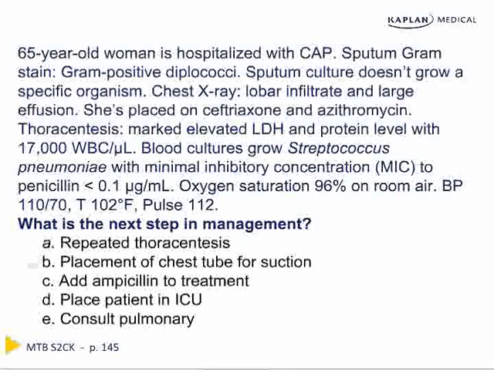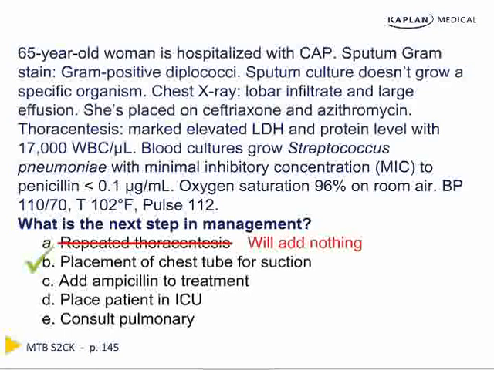The correct answer is B, placement of a chest tube for suction. This patient has an infected pleural effusion or empyema. This will respond only to drainage by a chest tube or thoracostomy. Remember, a large effusion acts like an abscess and is hard to sterilize.